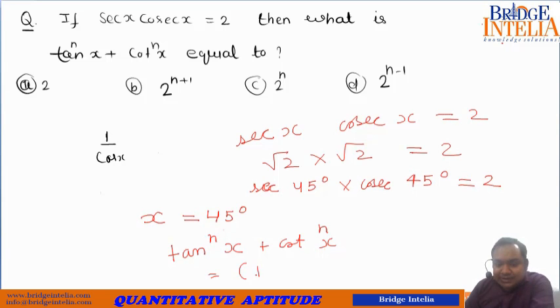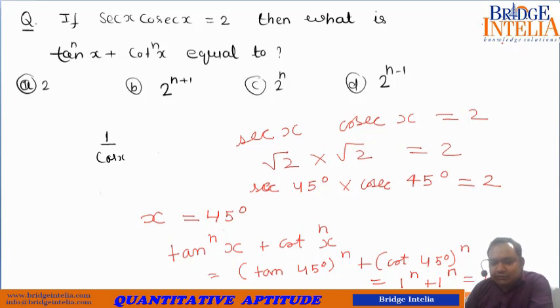Because this is nothing but tan 45 degrees to the power n plus cot 45 degrees to the power n, which comes out to be 1 to the power n plus 1 to the power n, which will always be equal to 2. It will not depend on the value of n if you see properly. So if you remember the trigonometric table, see how easily you can figure out which is the correct option. So in this case, 2 is the correct option.